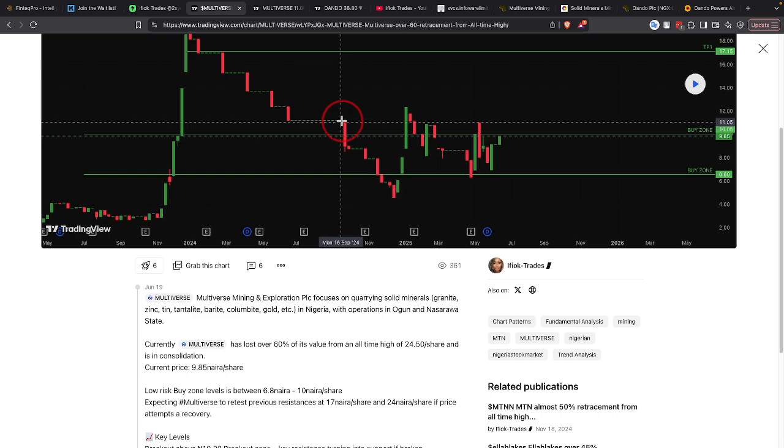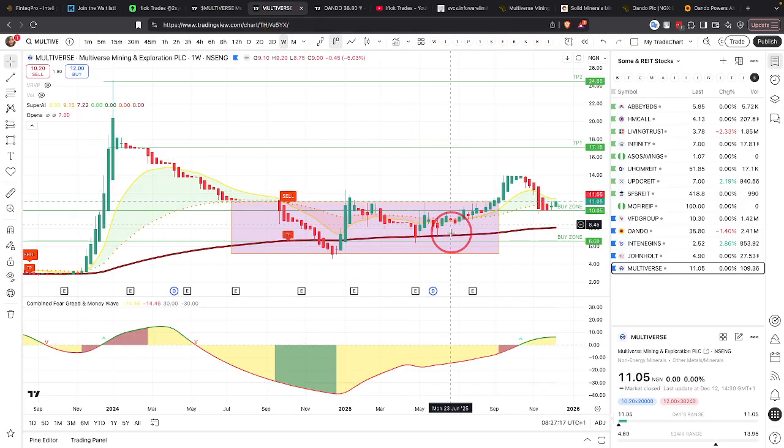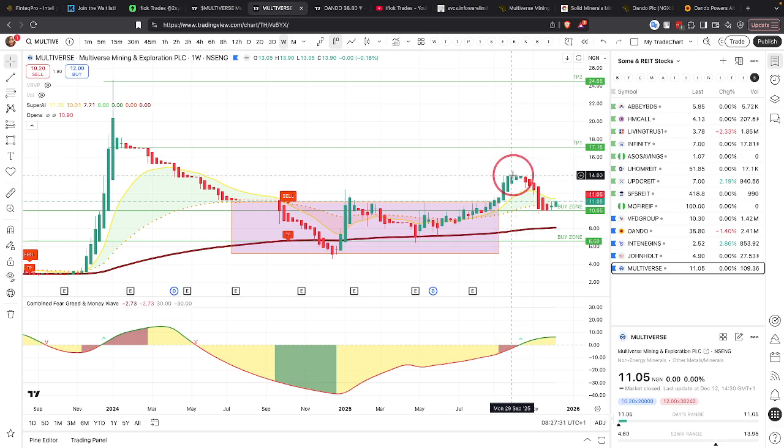And currently, what is Multiverse doing? My buy zone was between 6 naira 50 kobo and around 10 naira per share. So the price went up, found resistance at 13 naira 90 kobo per share, and then has come back down to test my buy zone at just around 10 naira per share.